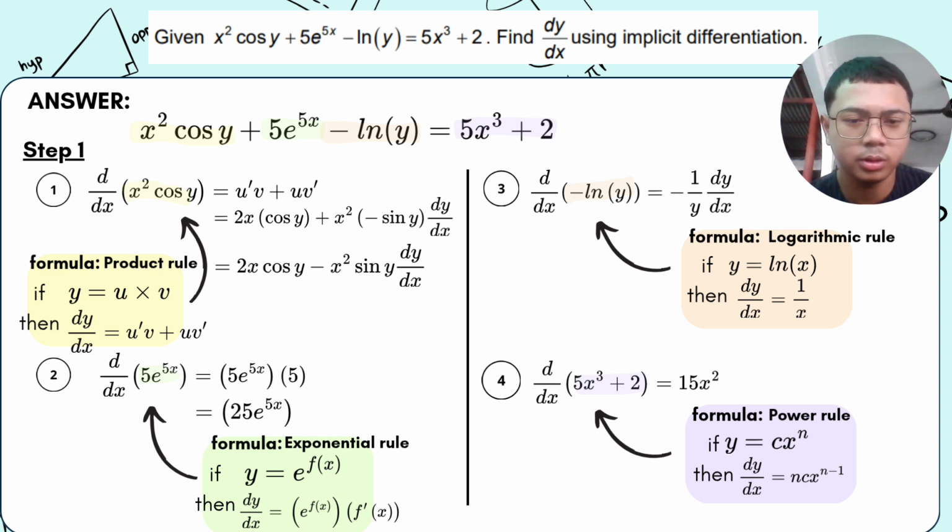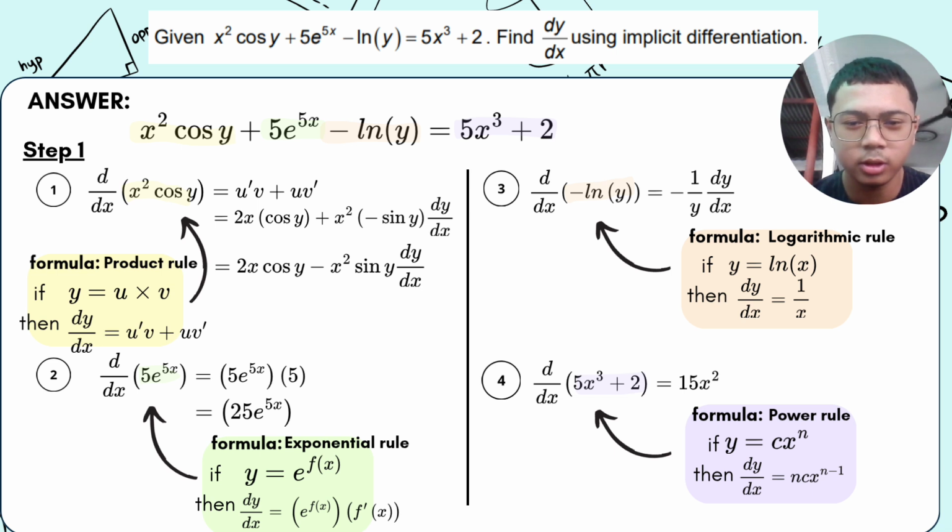Term number 2 is d over dx of 5e power 5x. For this term, we use the exponential rule, so the answer is 25e power 5x. Next, term number 3 is d over dx of negative ln y. We use the logarithmic rule, and the answer is negative 1 over y dy over dx.